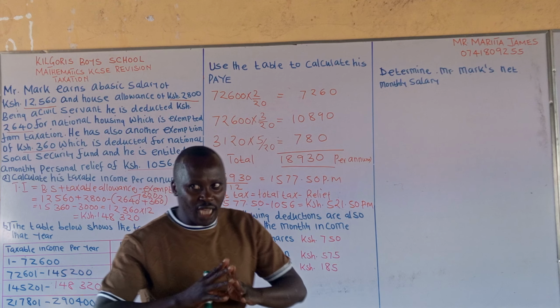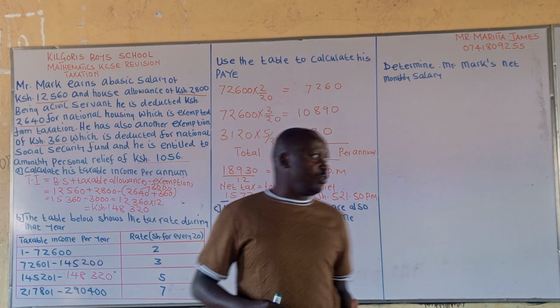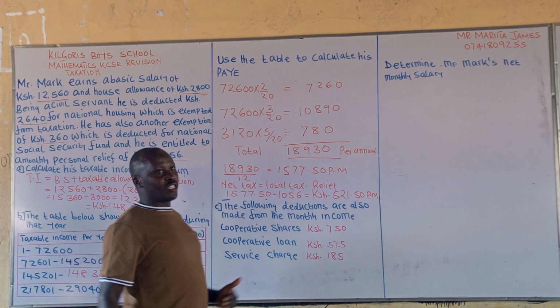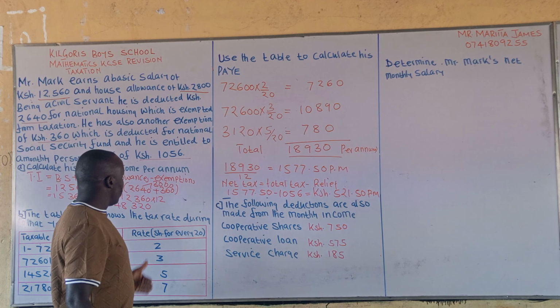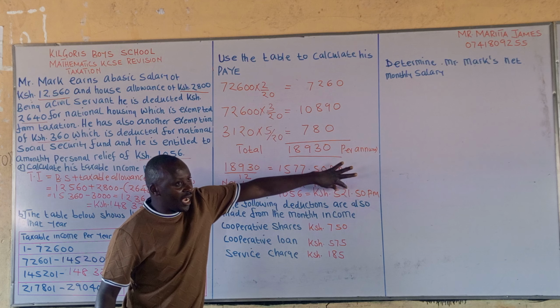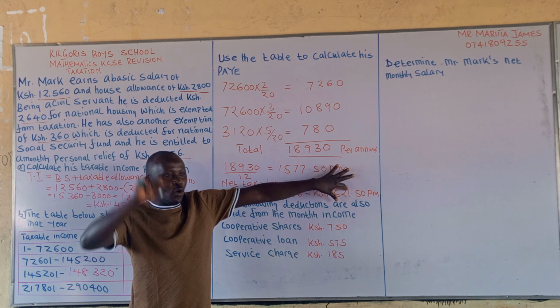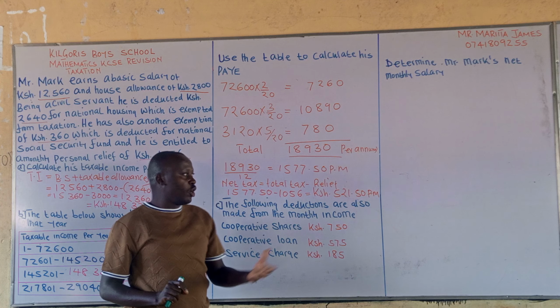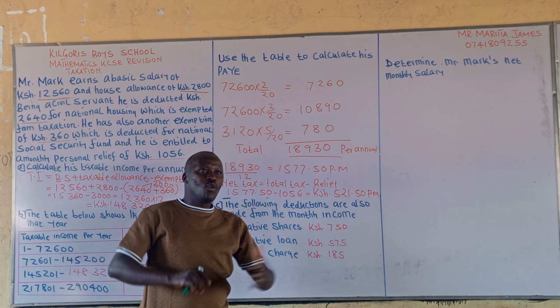Remember, pay as you earn is pay as you earn. This is the main deduction. This is the major deduction. This money that we are getting here is the major deduction. So pay as you earn is the major deduction. So apart from this one here, we have others.